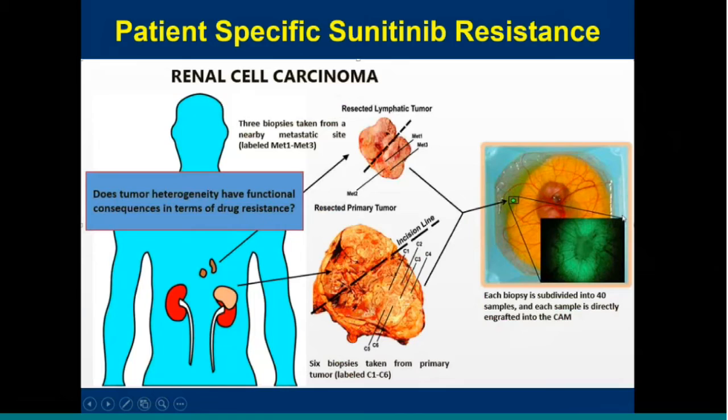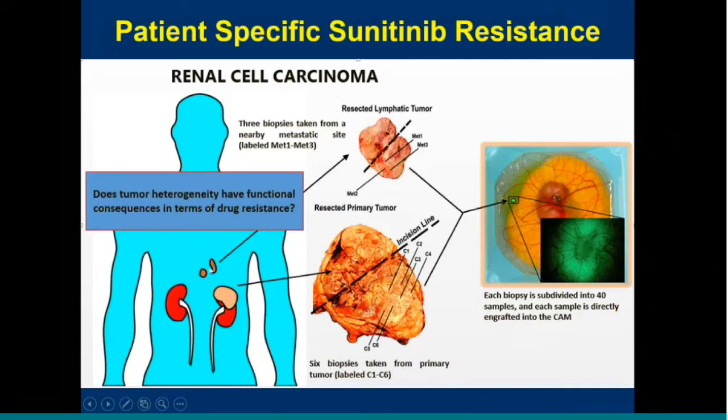So on to the main meat of the talk, patient-specific sunitinib resistance. We wanted to ask specifically, does tumor heterogeneity have functional consequences in terms of drug resistance? And for this, I'm going to go over the data from two patients in detail.